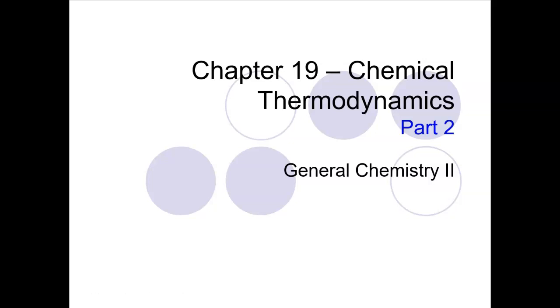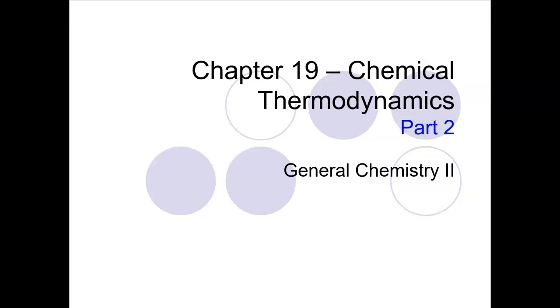This is part 2 of chapter 19, Chemical Thermodynamics. So in part 1 we reviewed some stuff from Gen Chem 1, which was in chapter 5, and that included the first law of thermodynamics. We also talked through some vocab words: spontaneous, non-spontaneous, reversible, irreversible. Reviewed a little bit about enthalpy, delta H, entropy, delta S.